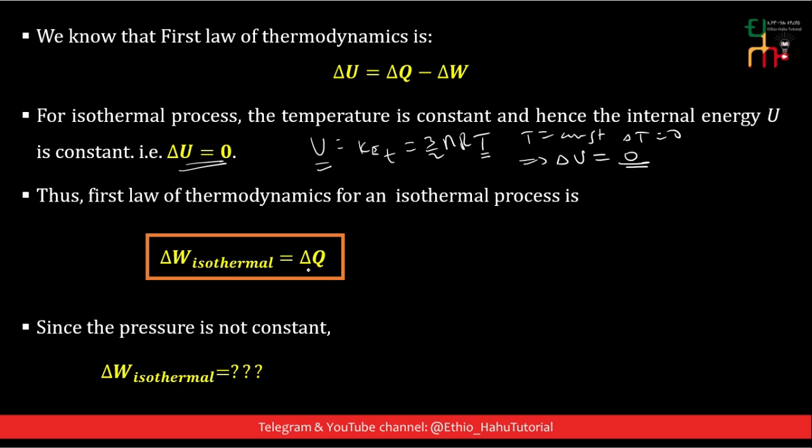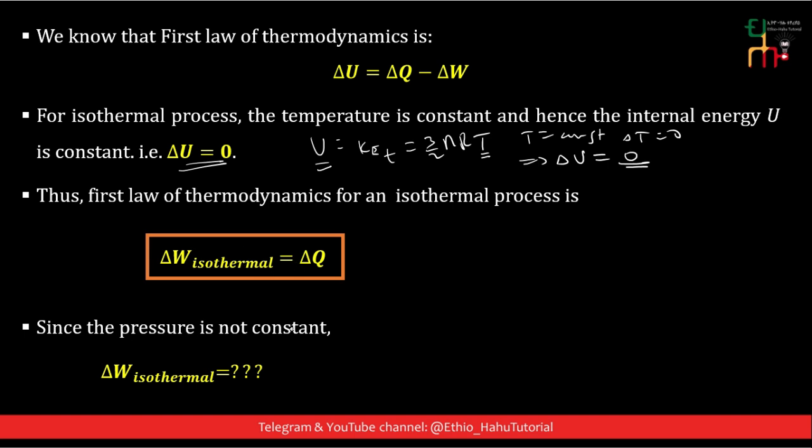When we add heat to the system, delta Q is positive, and work done in an isothermal process is positive. When we extract heat from the system, delta Q is negative, and work done in an isothermal process is negative.